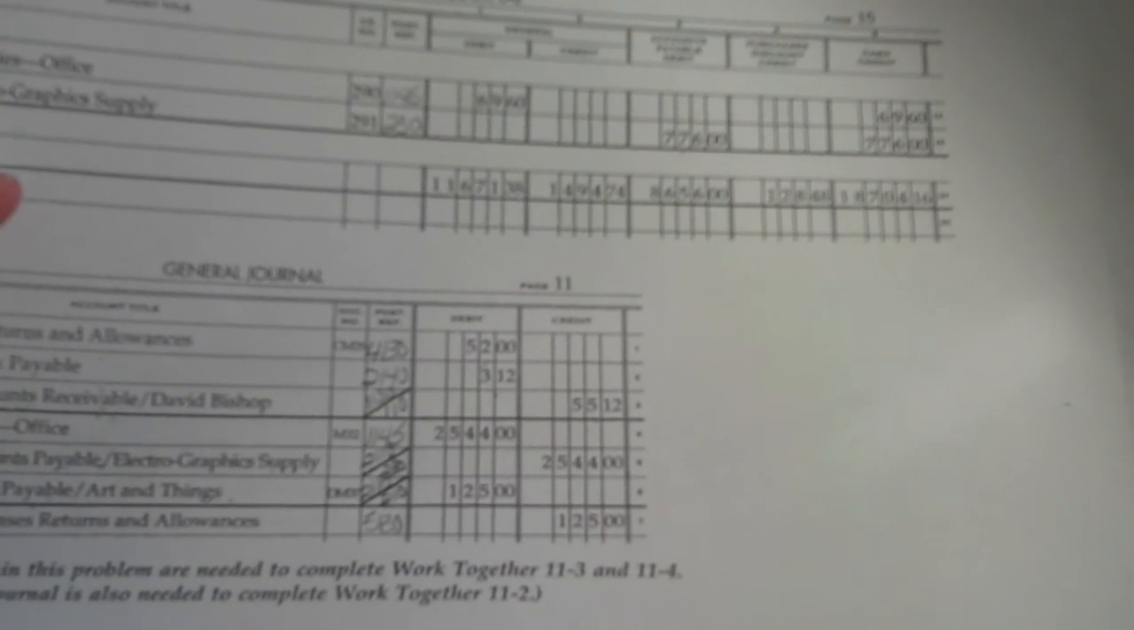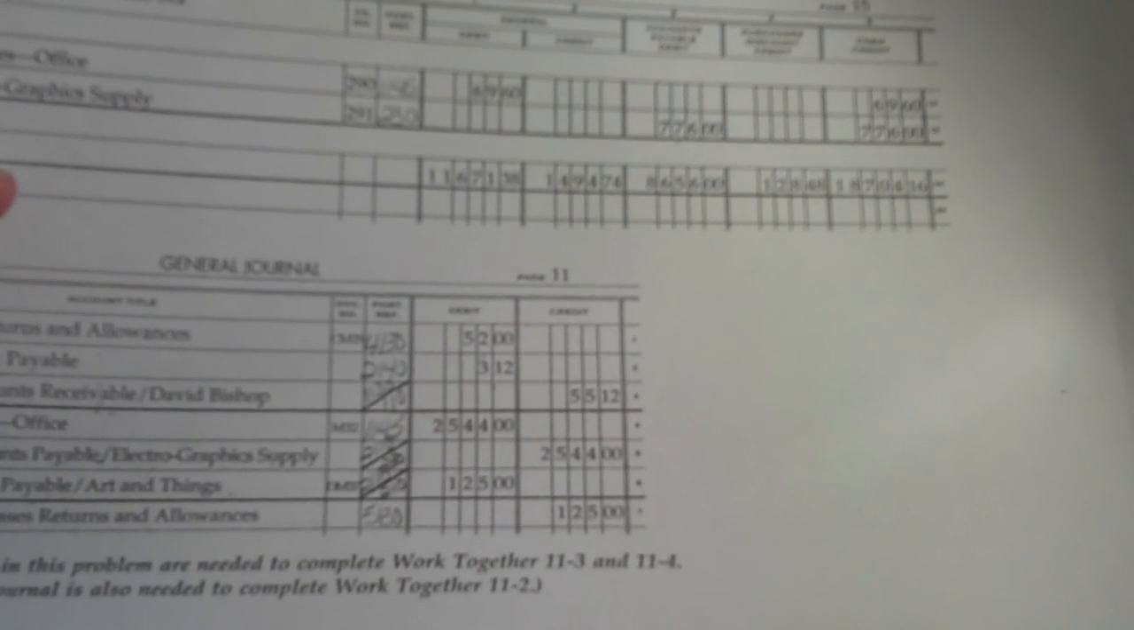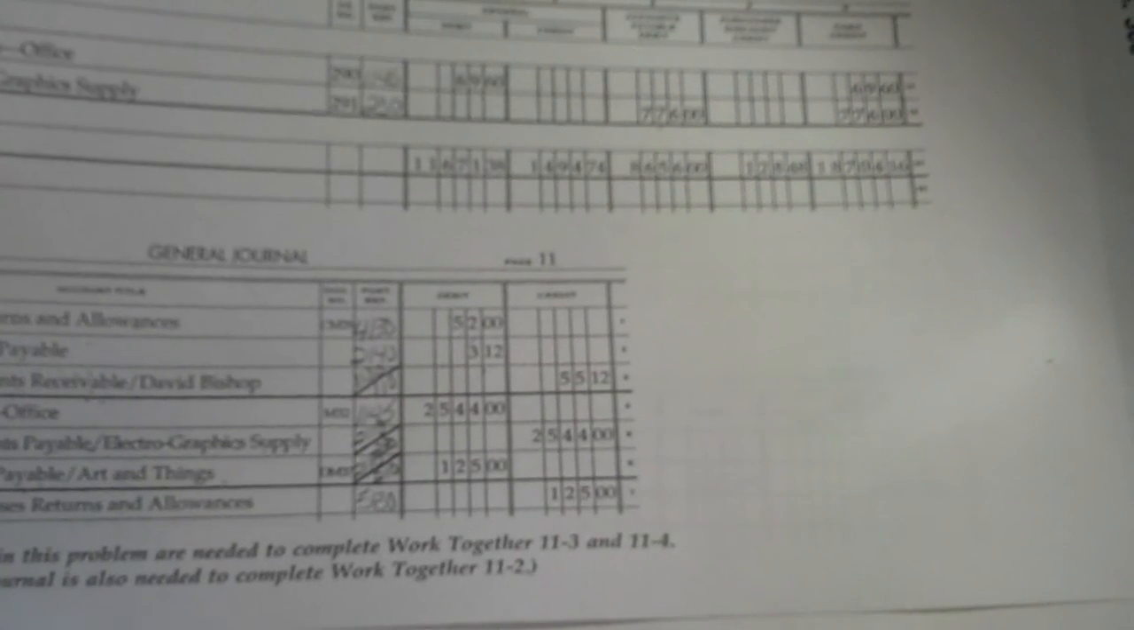And that completes step 5. And it says save the general ledger accounts to complete work together 11.4. So I'm going to stop this and start 11.4.